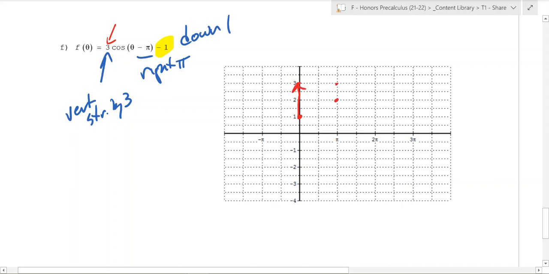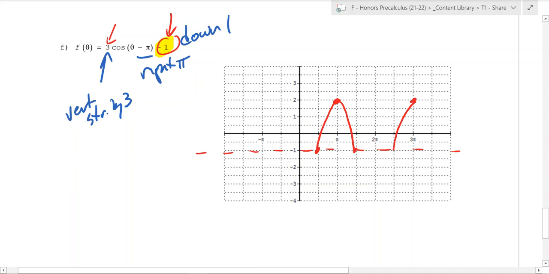So it went up because of that 3, got stretched by 3, and then it went right pi, but then it goes down 1. So this time it's actually going to start right here. Now, it's going to have that midline at -1 right here because of this going down 1. So what that means is we haven't changed the period on here, so it's just going to be here, and then it's going to be the same thing reflected there, and then up again, and then up above again to here.